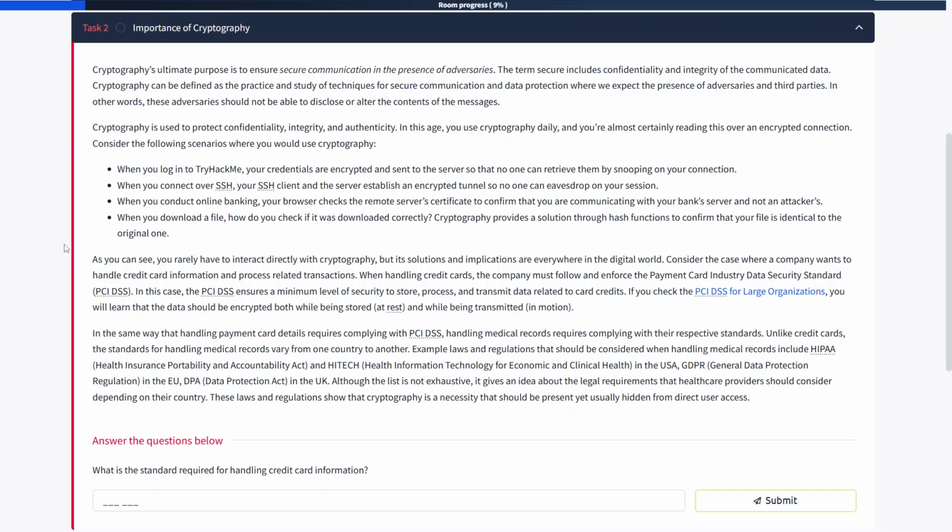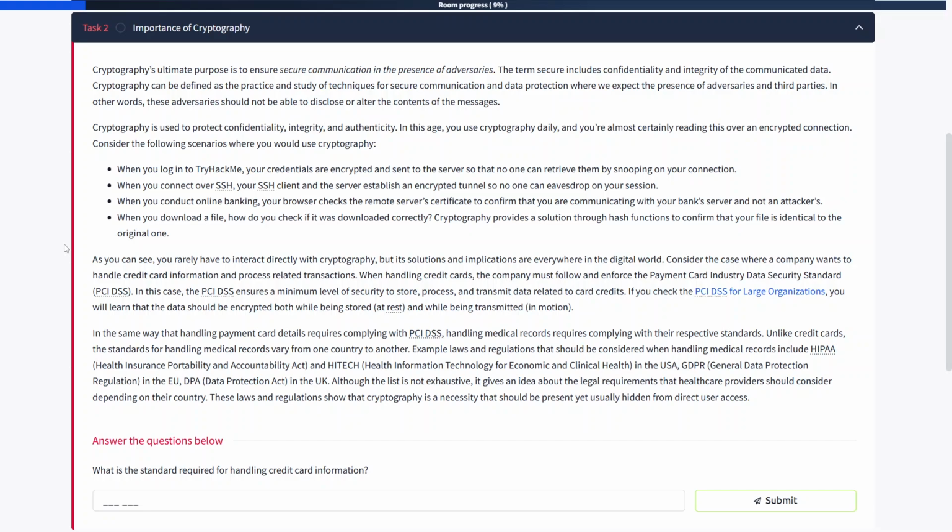Cryptography's ultimate purpose is to ensure secure communication in the presence of adversaries. The term secure includes confidentiality and integrity of the communicated data. Cryptography can be defined as the practice and study of techniques for secure communication and data protection, where we expect the presence of adversaries and third parties. In other words, these adversaries should not be able to disclose or alter the contents of the messages. Okay. Cryptography is used to protect confidentiality, integrity, and authenticity.